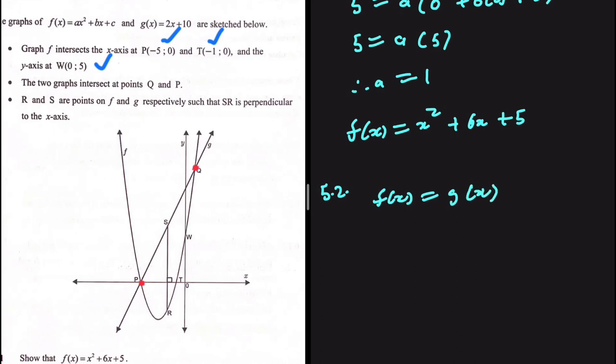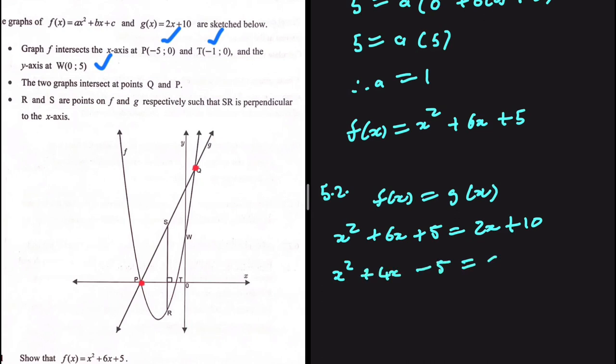If we do this, we're going to be able to find the x value of P and the x value of Q. We already know the x value of P. It is -5. So we're just going to find the x value of Q. f(x) is x squared plus 6x plus 5. g(x) is 2x plus 10. So let's take 2x to the left-hand side together with 10. We're going to get x squared plus 4x minus 5 equals 0.